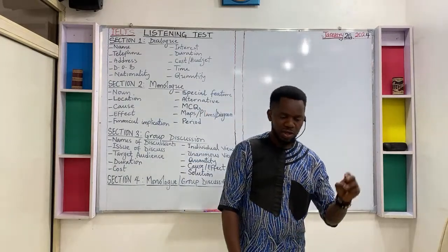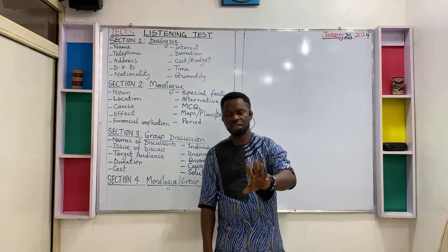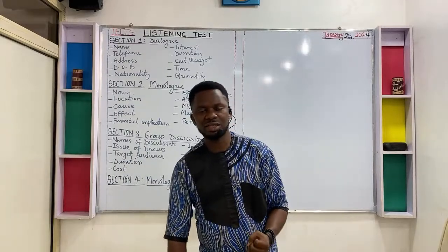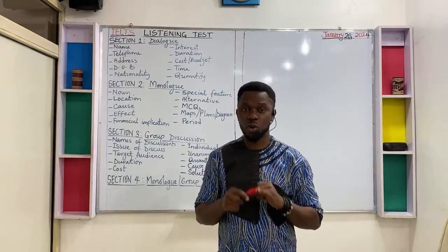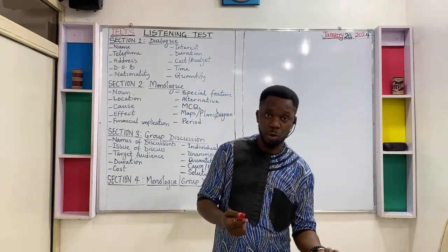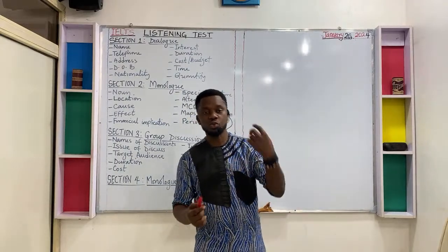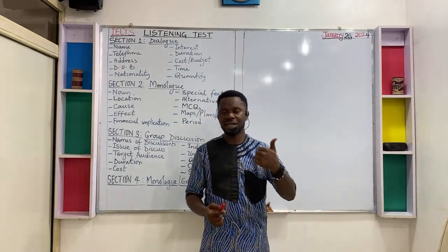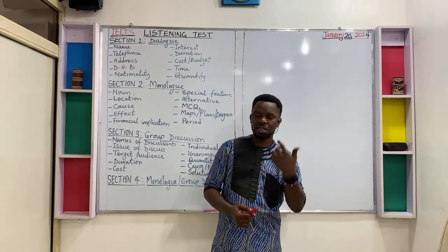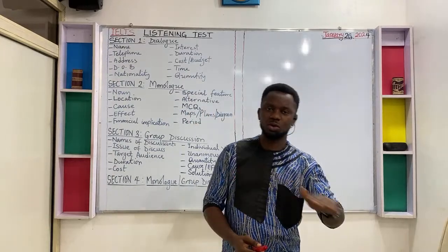Okay? Now, there is another section that would say no more than 3 words and or a number. What does this mean? It means that your answer can come in 1 word, your answer can come in 1 word and a number. It means your answer can come in 2 words, it could come in 2 words and a number. It can as well come in 3 words and a number. Then lastly, it can come as a number without a word.